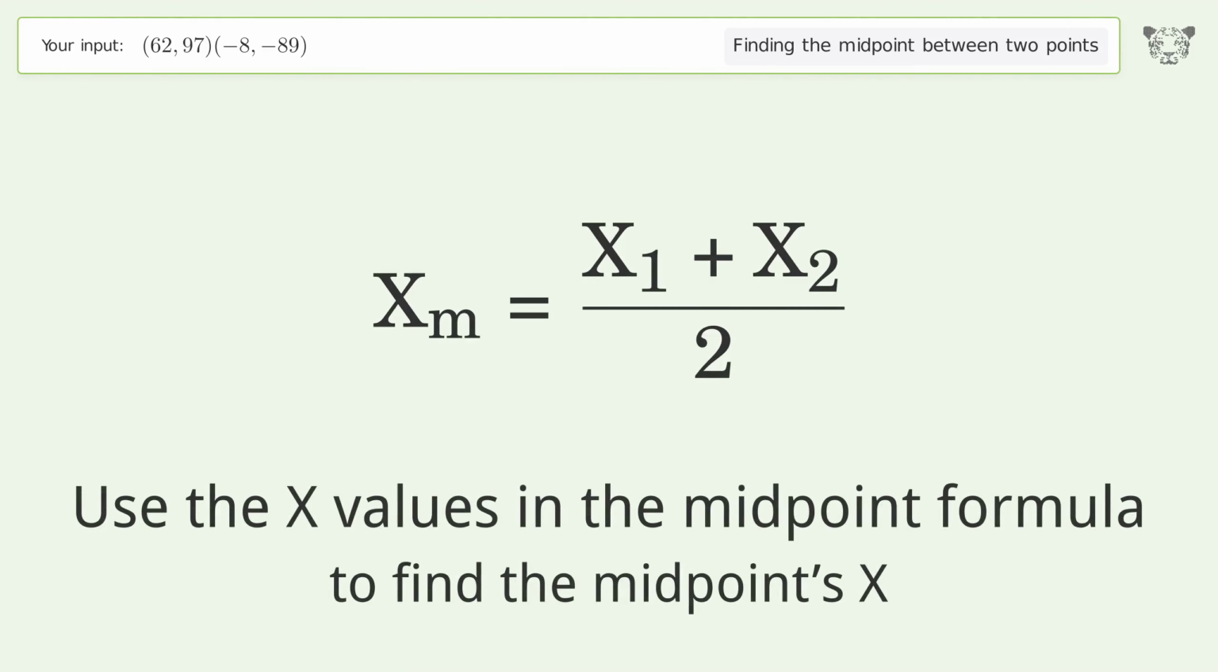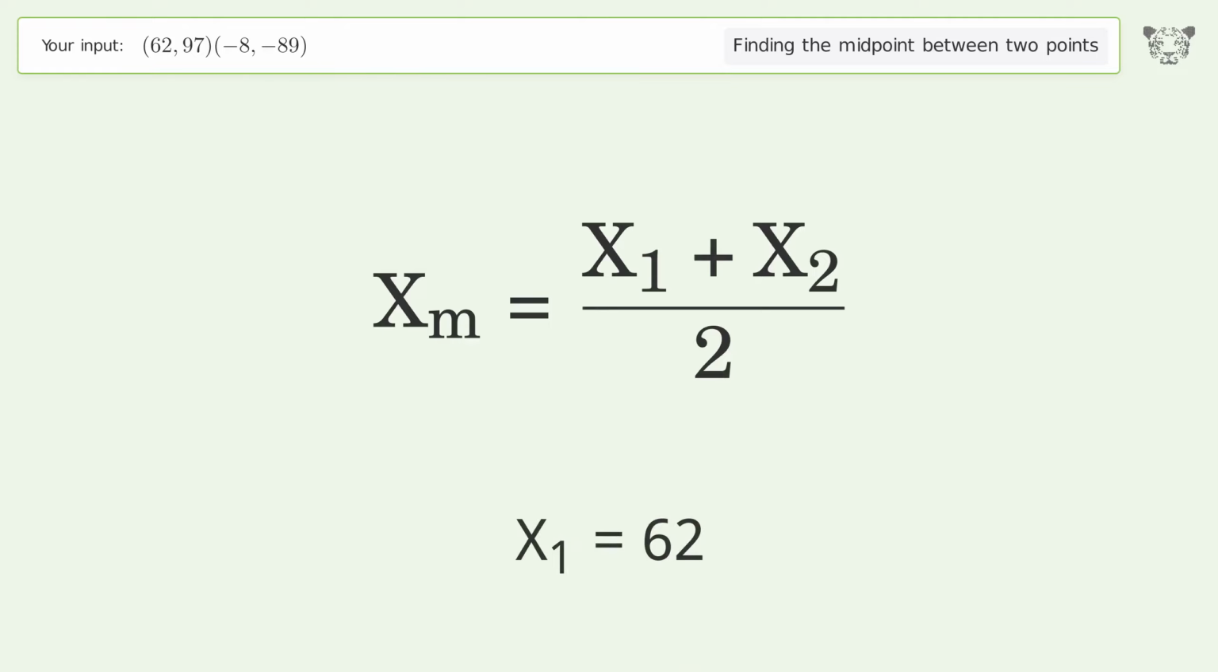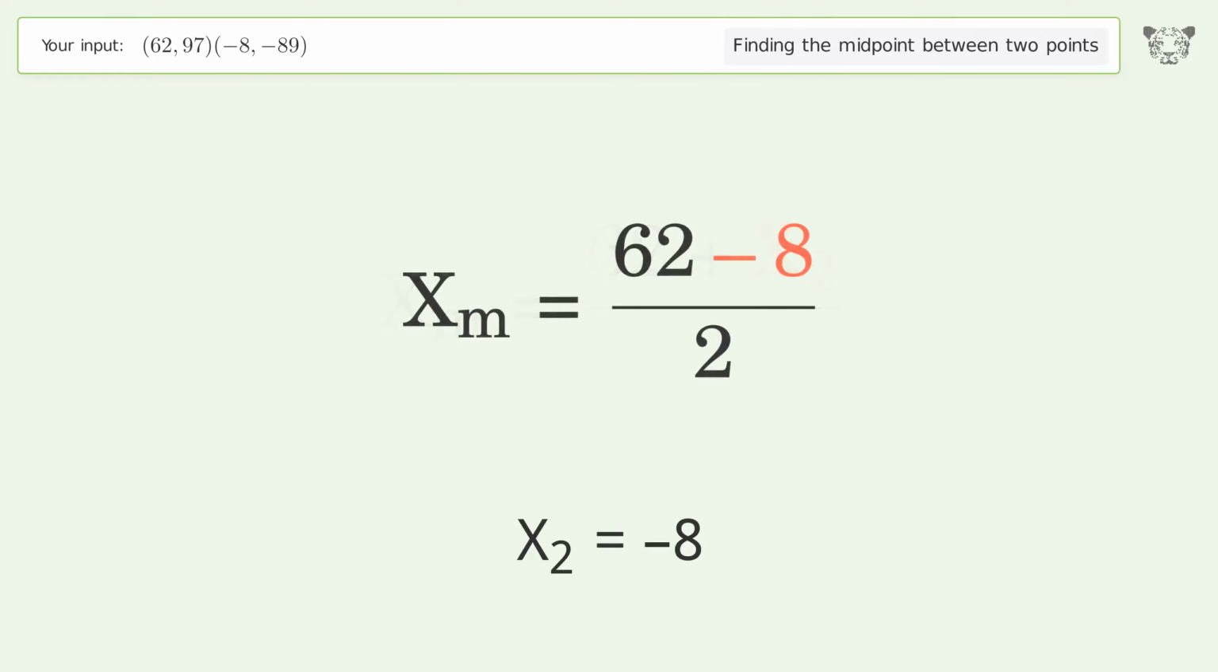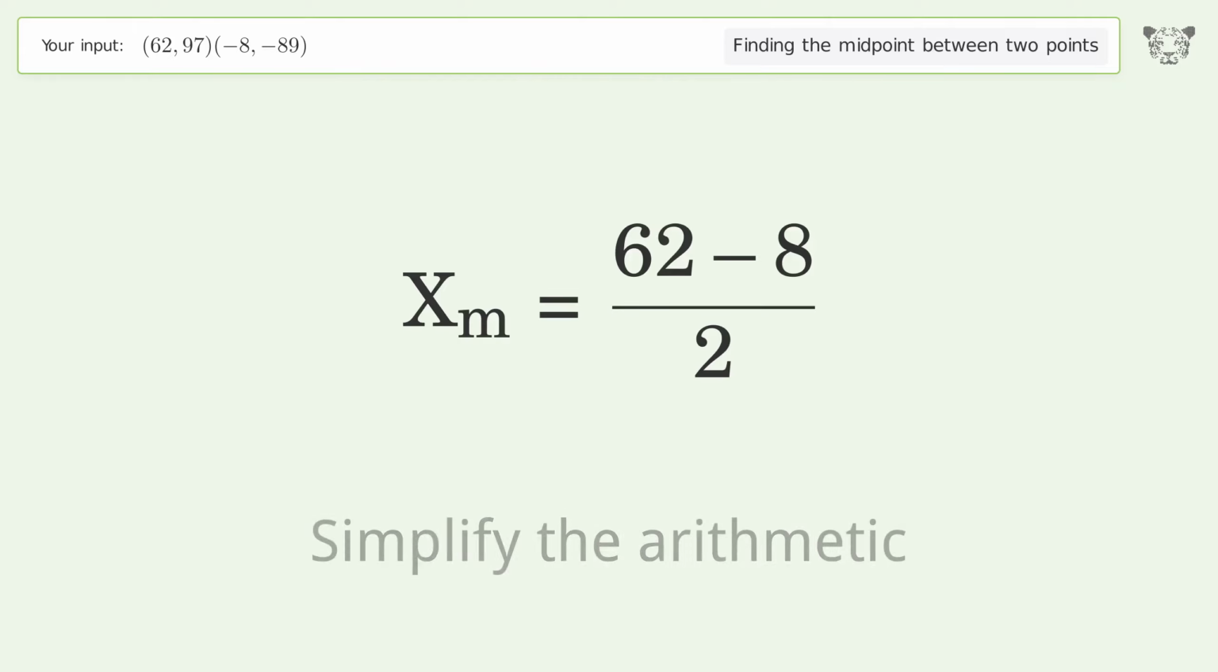Use the x values in the midpoint formula to find the midpoint's x. x1 equals 62. x2 equals -8. Simplify the arithmetic.